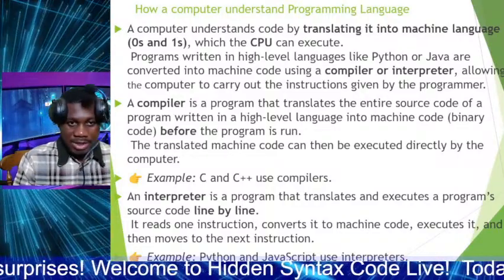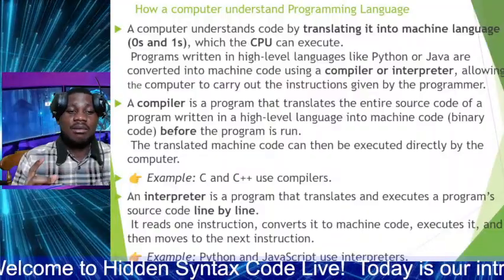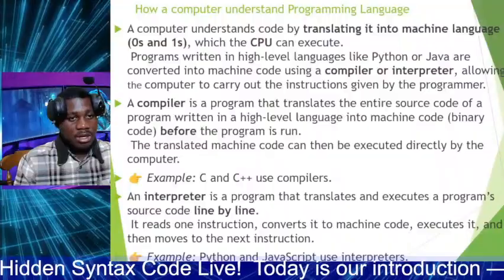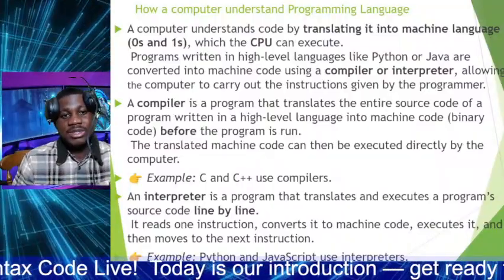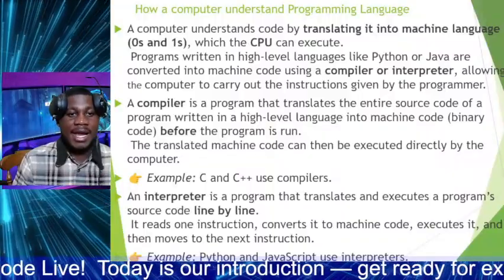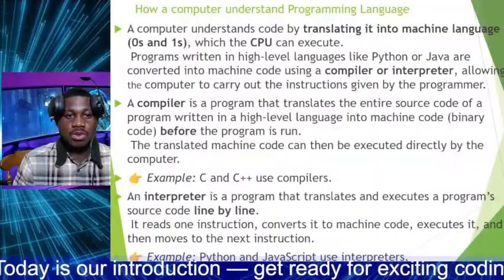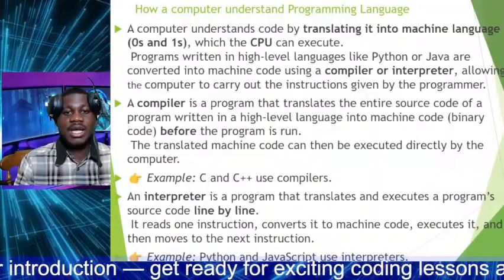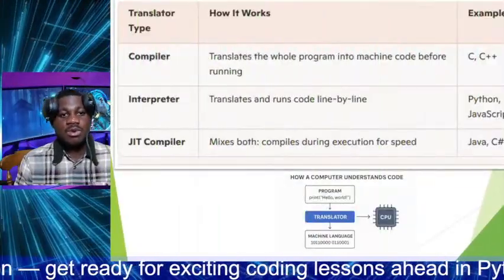This interpreter, when you write code in Python, or when you write Python syntax code, the interpreter will translate the code line by line. Whilst C++ uses a compiler to translate its source code, so the execution happens on the entire source code. You understand? So let's move on.